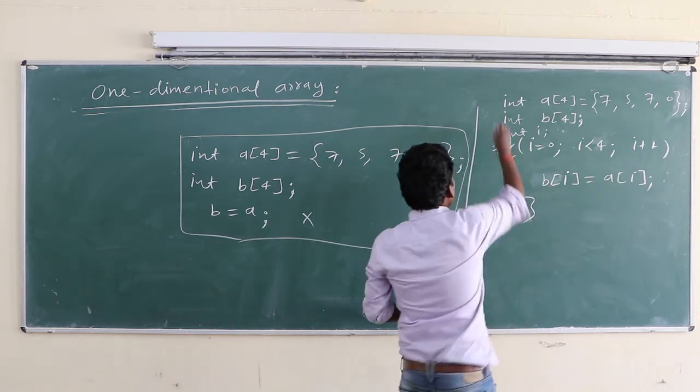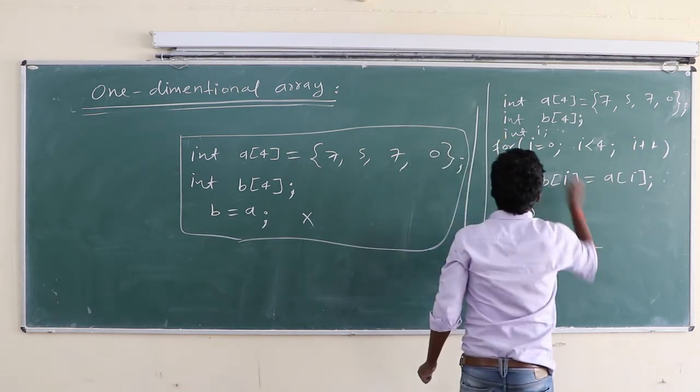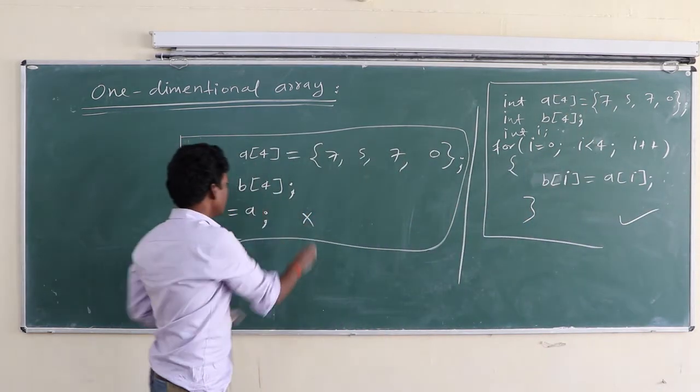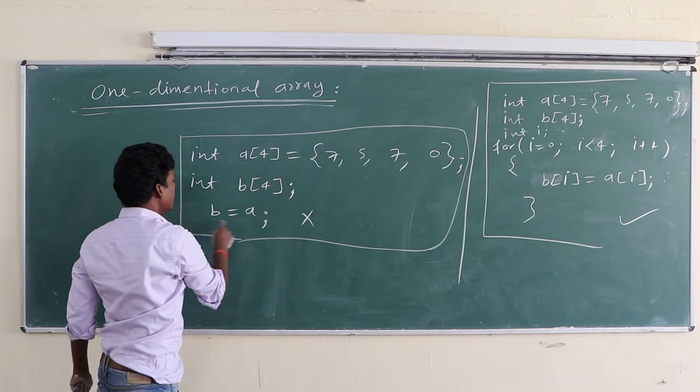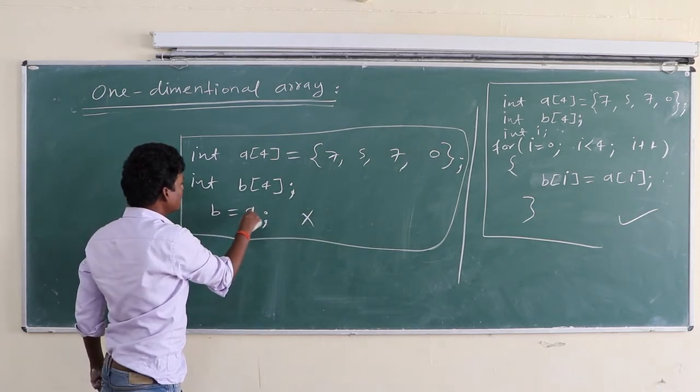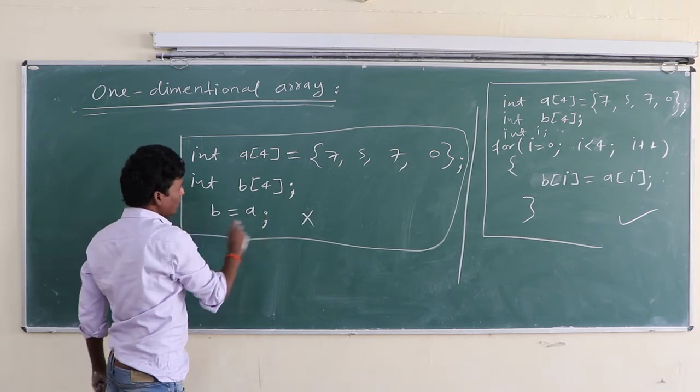So this code is true. This one is true, and this one is false. You cannot just simply assign b equal to a. It means not all elements of the array are assigned to b. This is the wrong way, and this is the true one.